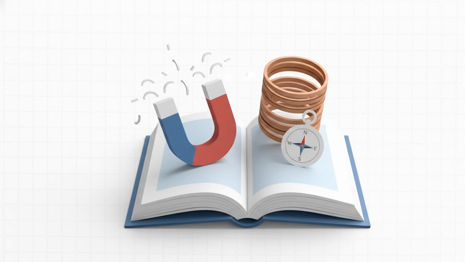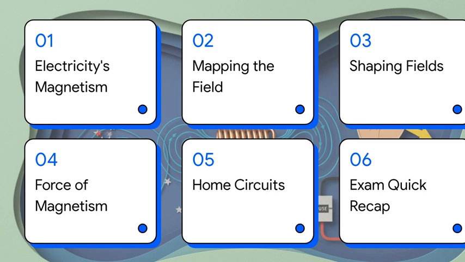So here's the plan. We're going to walk through this entire chapter, piece by piece, to make sure every single concept is crystal clear. By the time we're done, you're going to feel super confident about everything you need to know for your exams. And here's our roadmap. We'll start with the accidental discovery that kicked this whole thing off. Then we'll figure out how to actually see and shape these magnetic fields. After that, we'll look at the real physical force they can create, see how it all works in our own homes, and then finish up with a super quick recap. So first stop, the very beginning.